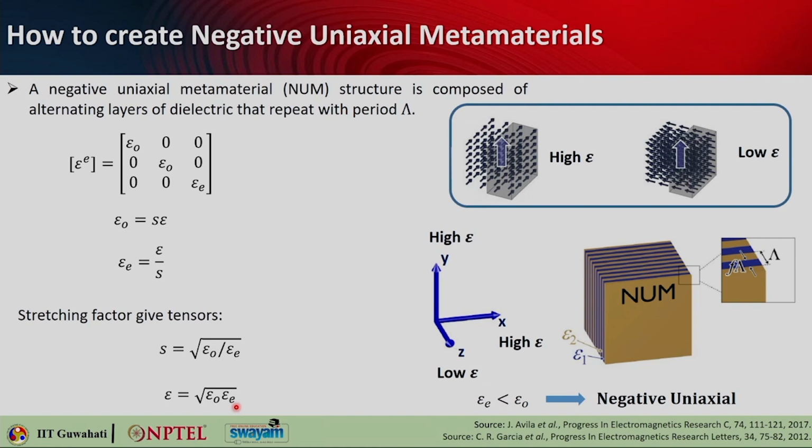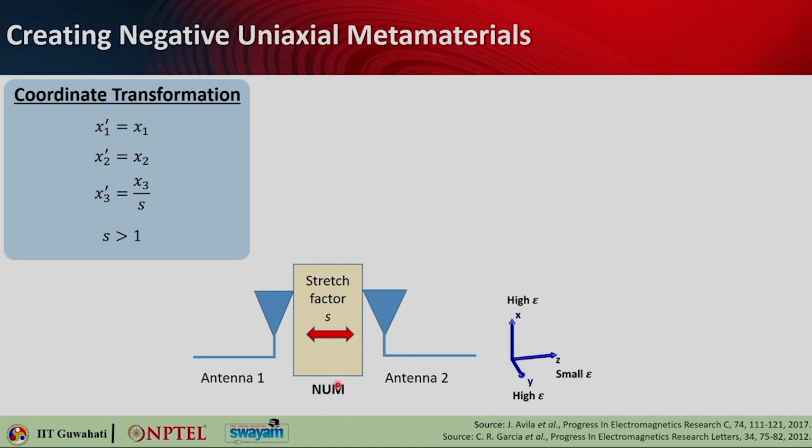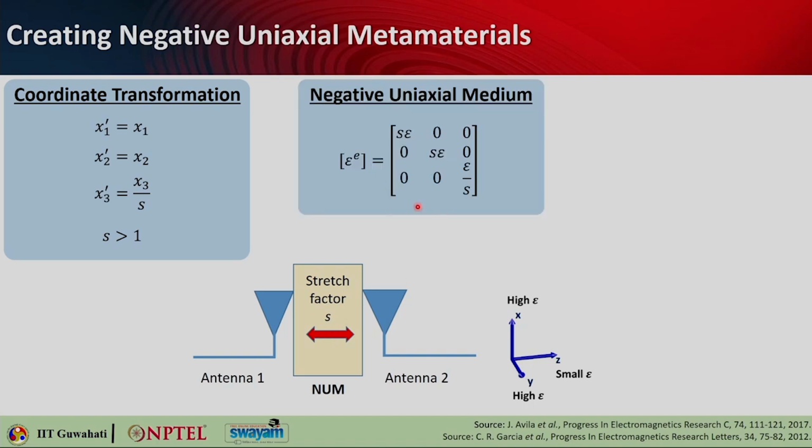Now, where this is important, coming back again, is that you can use this kind of negative uniaxial metamaterial to implement the stretching factor. Say you have two antennas on a chip which are very closely spaced, but ideally you want that distance to be 10 times or 100 times more, but you are not able to do that because of the limitation of the chip size. In that case, you can put a negative uniaxial metamaterial that will implement this stretching within that small gap. So physically the antennas will be located where they are, but the waves will feel as if they are far away from each other. So, this is what we are trying to achieve.